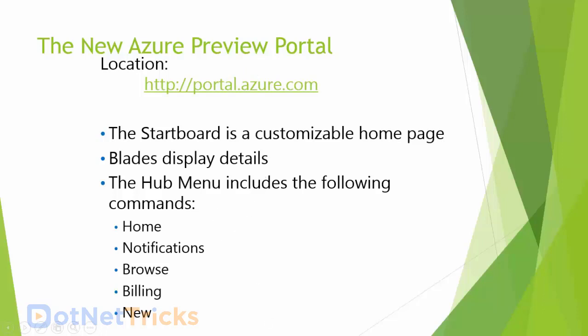It includes a couple of important pages: home, notification, browse, billing, and new. You can check your billing, your billing cycle, how much you have to pay, and your previous billing history. All this information you can get under the billing part. Home is for the hub menu and start board. Notification: if any service goes down, they give you a notification on the notification tab. And new means you can create new services.